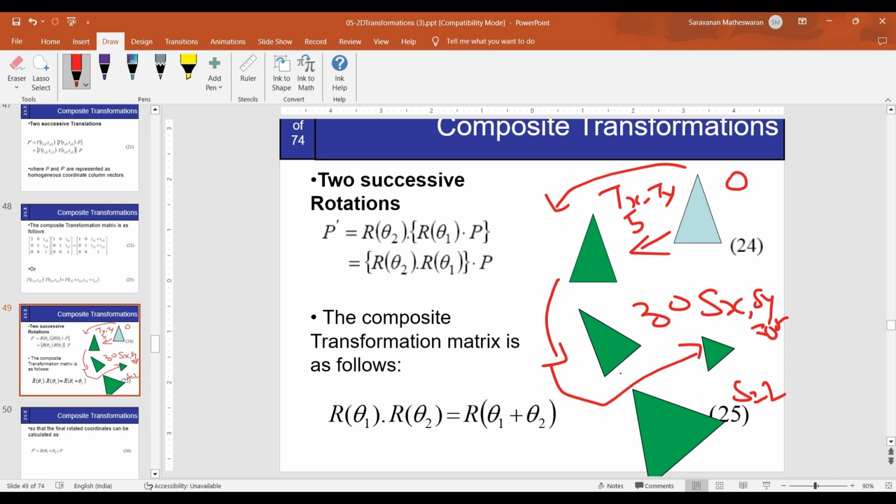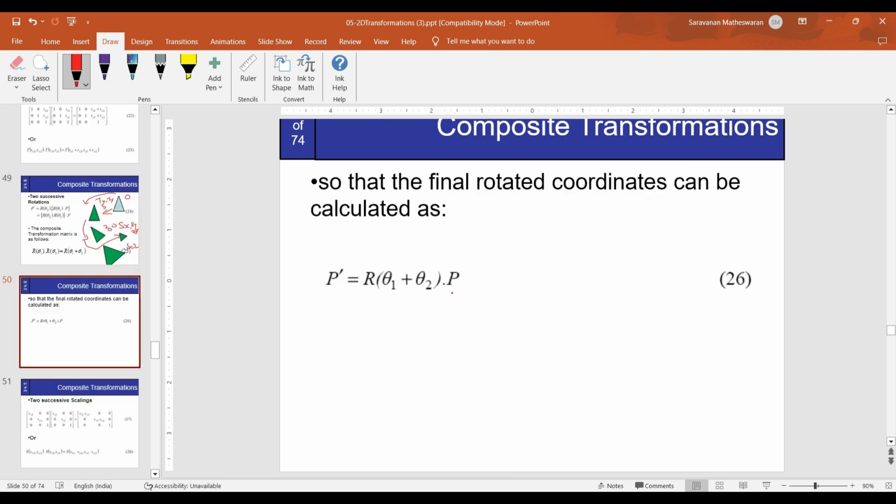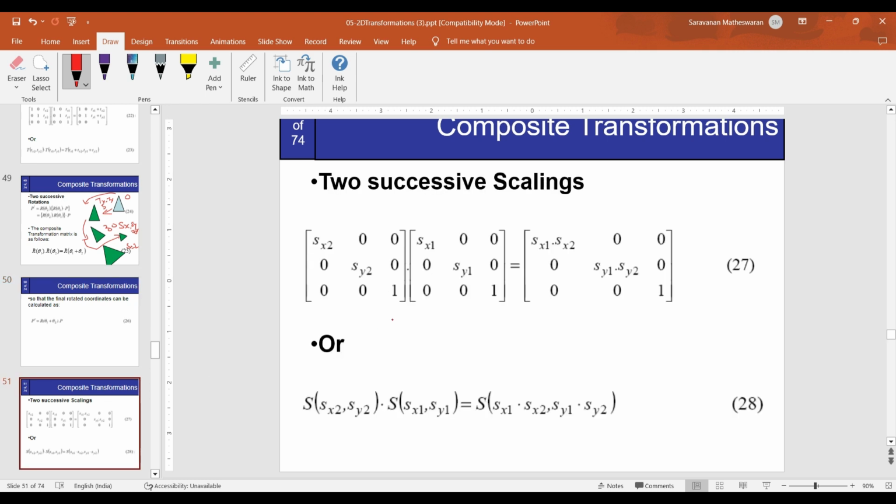These are all the operations you can call about the composite transformations. Here we are writing the formula. It is given by the coordinate value, and theta will be given. Now the composite transformation format.